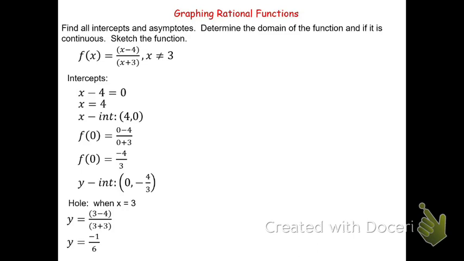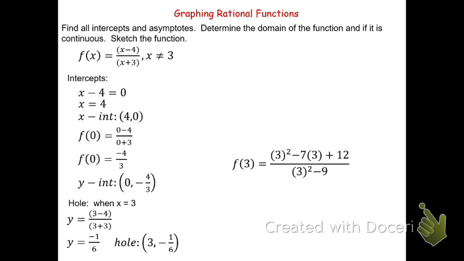And what this is telling me is that the graph breaks, or there's a hole, at (3, negative 1/6). It's a single point that's removed from the graph. Now, if I tried using the original function instead, the x squared minus 7x plus 12 over x squared minus 9, and I tried plugging in 3, let me show you what happens if you try using the original.